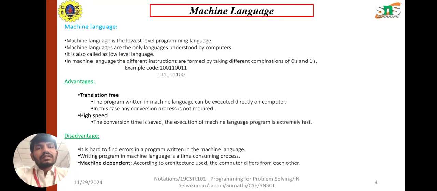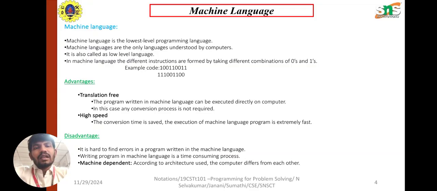Machine languages first. Machine language is the lowest level programming language. These are the only languages understood by computers. It is also called a low level language. In machine languages, different instructions are formed by taking different combinations of zeros and ones. An example code is 100111111 and 111001100.